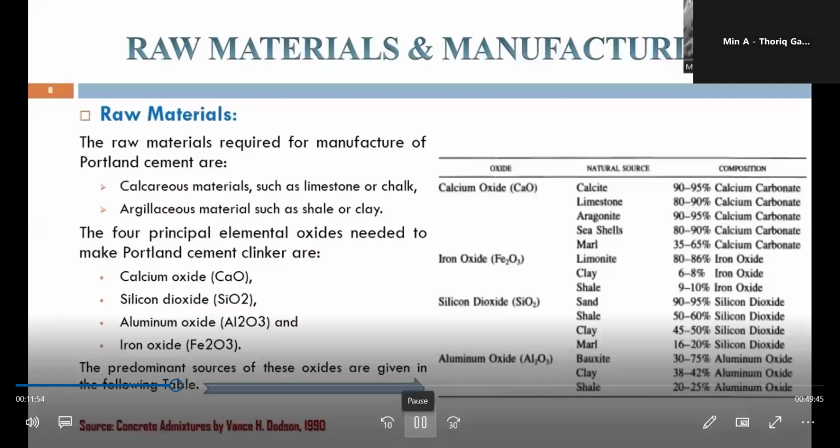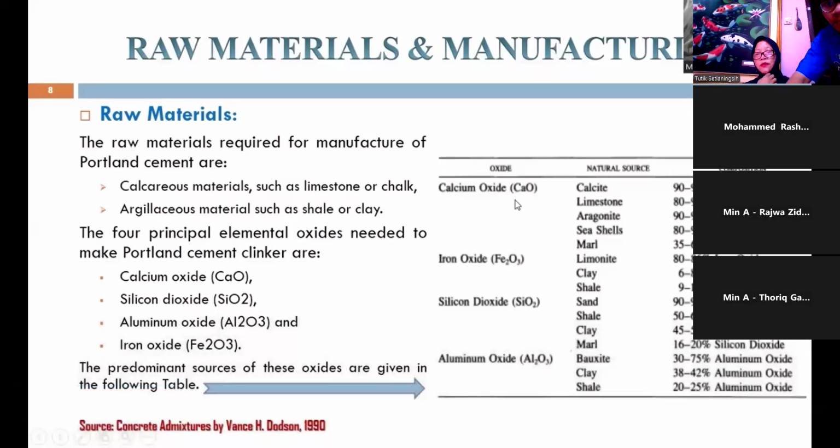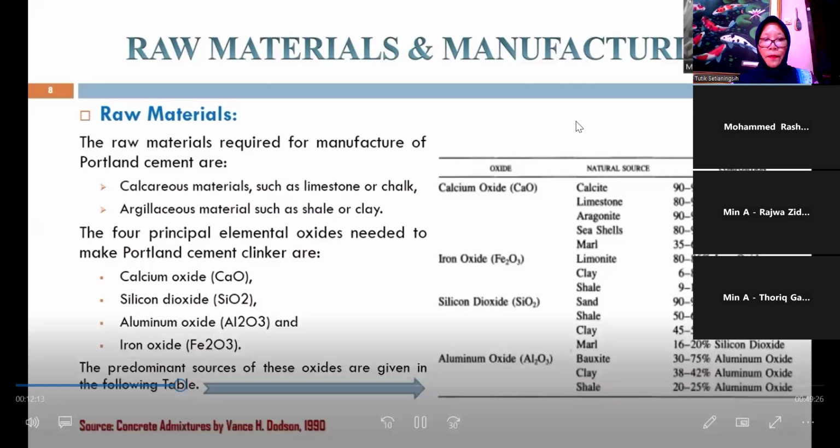The oxides needed to make Portland cement clinker are calcium oxide, silicon dioxide, aluminum oxide, and iron oxide. These oxides can be provided from different sources. Calcite is a source of calcium oxide; calcite, limestone, aragonite, seashells, and even marl can be a source of calcium oxide.